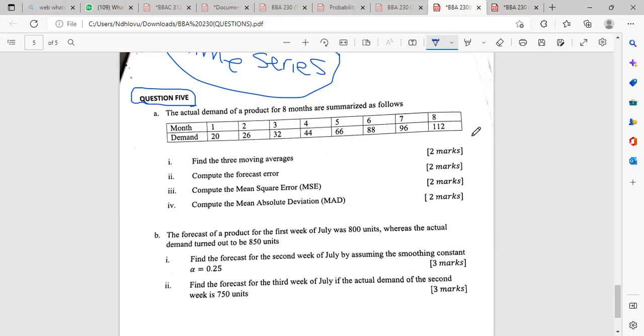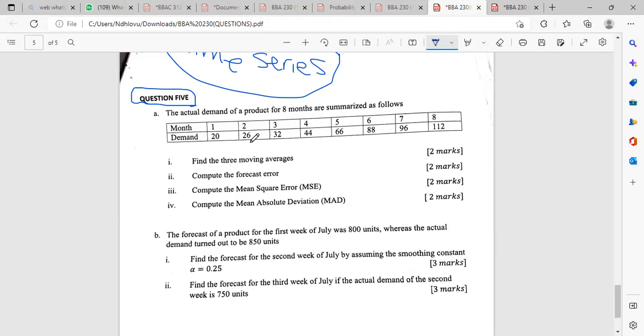There's no worry about it. Okay, so let's go to question 5. The actual demand of a product for 8 months are summarized as follows. So we have months 1 through to 8. Then the demand, we have 20, 26, 32, 44, 66, 88, 96, and 112.